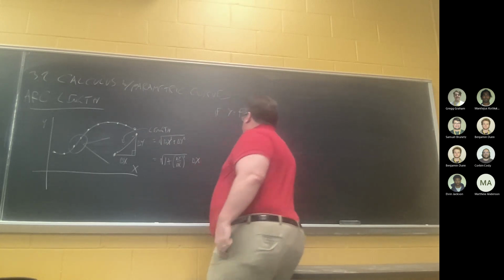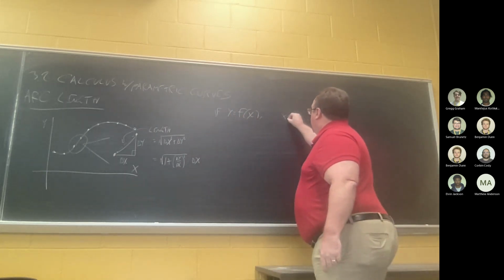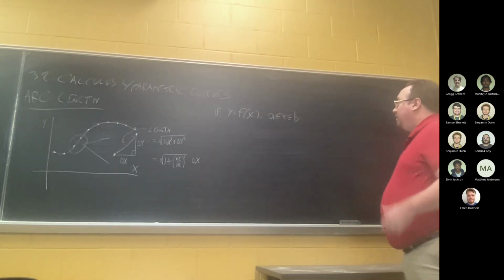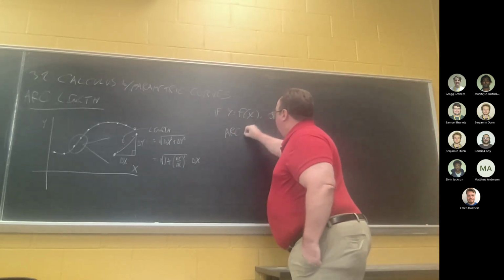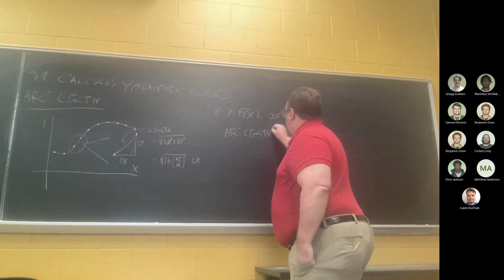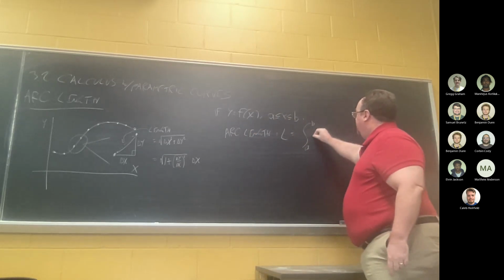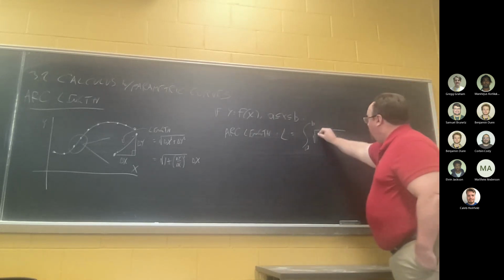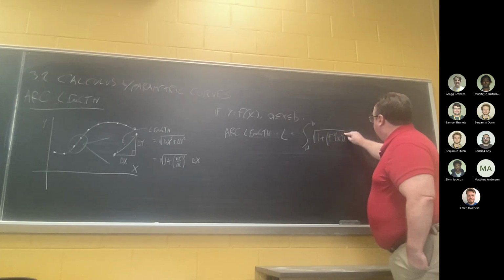If you have y being a function of x, and x is between a and b, so it's a curve that has to pass the vertical line test, the formula for the arc length, referred to as L, is the integral from a to b of the square root of an expression similar to what I wrote over there: 1 plus the derivative, f prime of x, squared, dx.